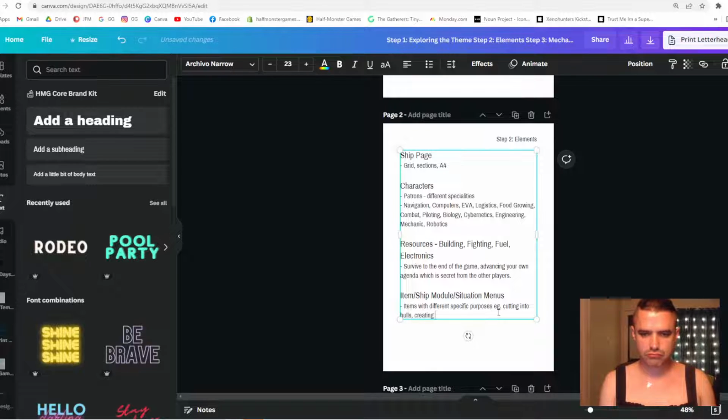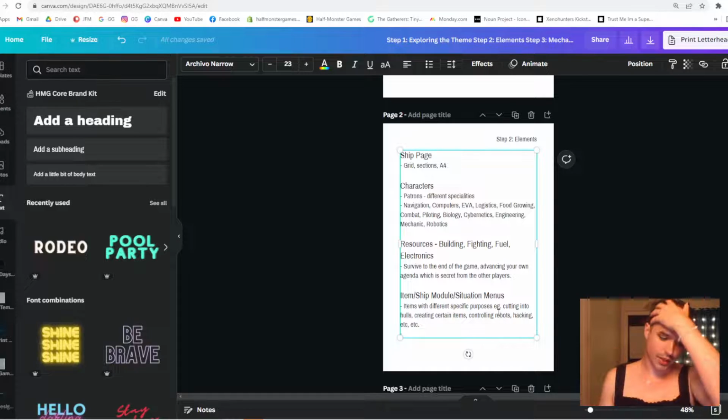Creating certain items. Controlling robots, hacking, stuff like that. So the items will be what you can carry individually, and I think it'll be cool if they're all single use. I've been thinking about this as well, it would be sweet if at the start it's a bit like a roguelike. In the game, there are all these challenges you'll face and all these possible solutions, but each solution can only be used once.